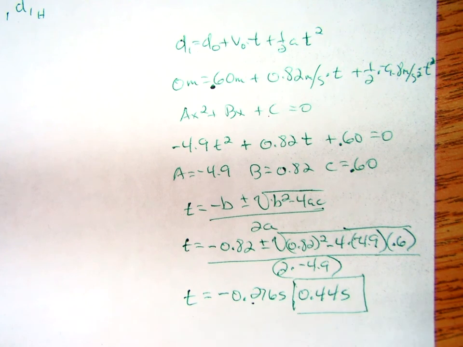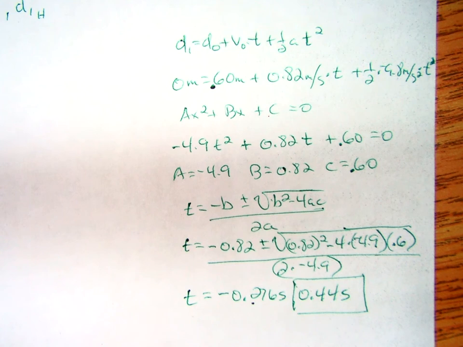How did you get to the two answers? Well, because it's plus or minus. Remember, with the quadratic formula, you get 2 roots. There's 2 roots, and one of them is negative, and so that's a nonsense root. One of them's wrong.